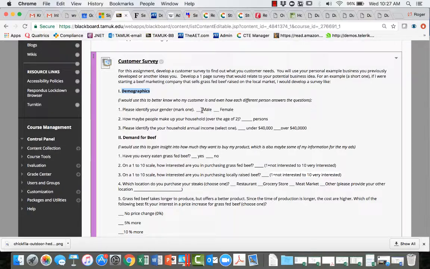Maybe it's the country that they're originally from. Maybe it's their ethnicity that's important. It really depends on your product. So come up with 4 or 5 questions that relate to describing the customer, and that's called demographics.